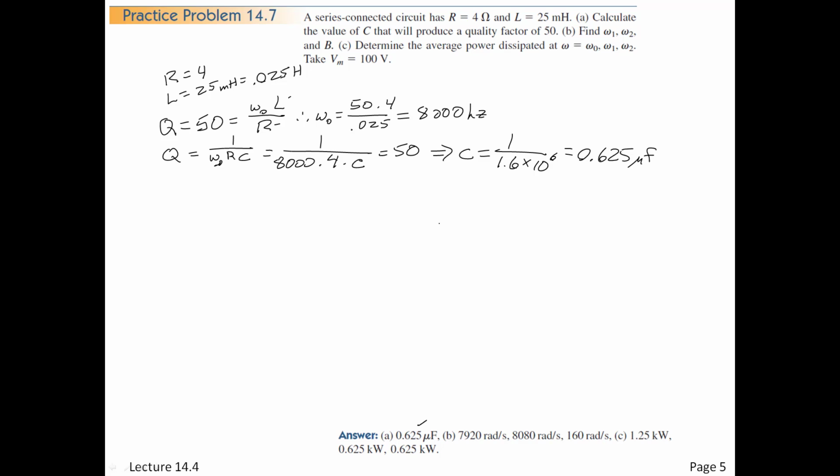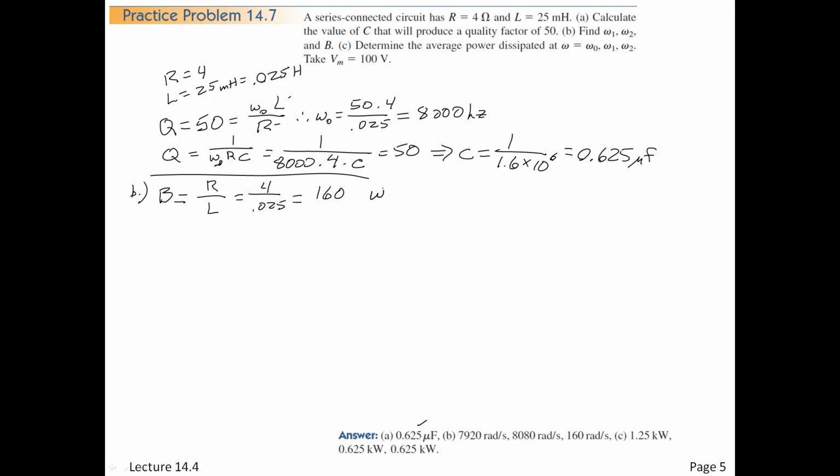All right, what else do we need to find? Omega 1, omega 2, and beta. So let's see. Why don't we find, not beta, but the bandwidth. All right, so part B. The bandwidth is quite easily from our previous slide, R over L. So that we could have had right away. 4 divided by 0.025 is equal to what? That's essentially 40 times this is 160.